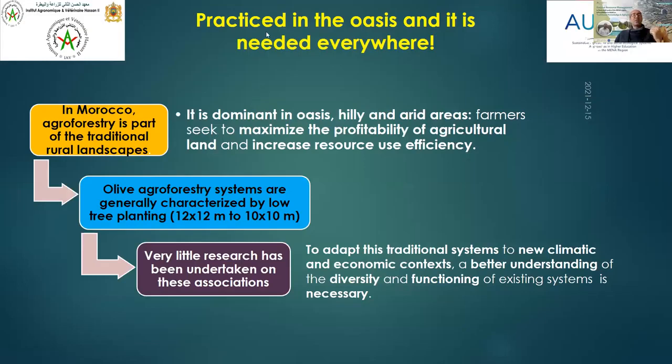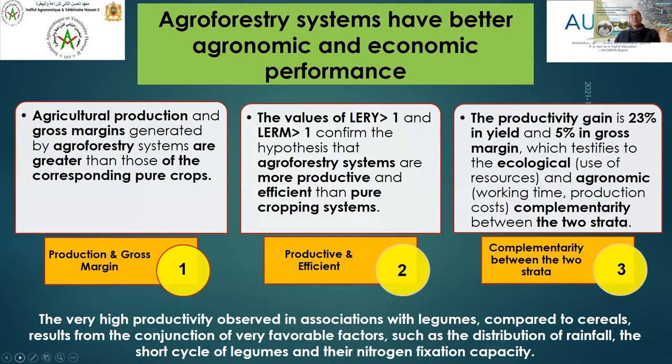In Morocco, agroforestry is a part of the traditional rural landscapes. It is dominant in the oases. In hilly and arid areas, farmers seek to maximize the profitability of agricultural land and increase resource use efficiency. We have the example of olive agroforestry systems, which are generally characterized by low tree plantation density, 12 by 12 meters or 10 by 10. Very little research has been undertaken on these associations, and to adapt this traditional system to new climatic and economic context, a better understanding of the diversity and functioning of existing systems is necessary. And it started a few years ago in many parts of the country.